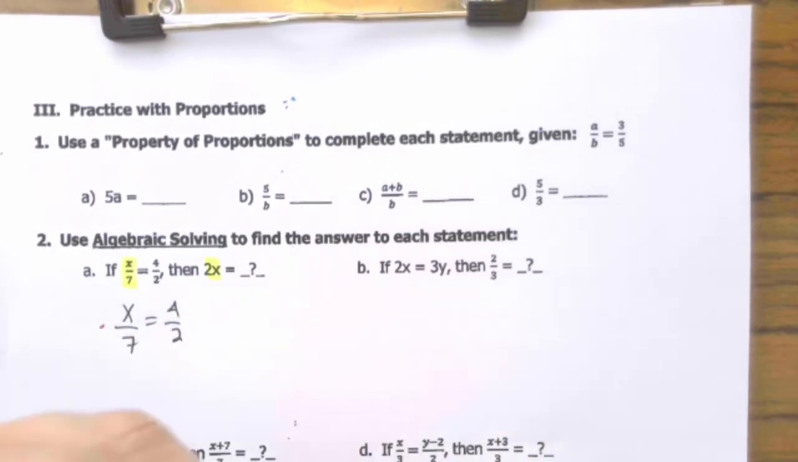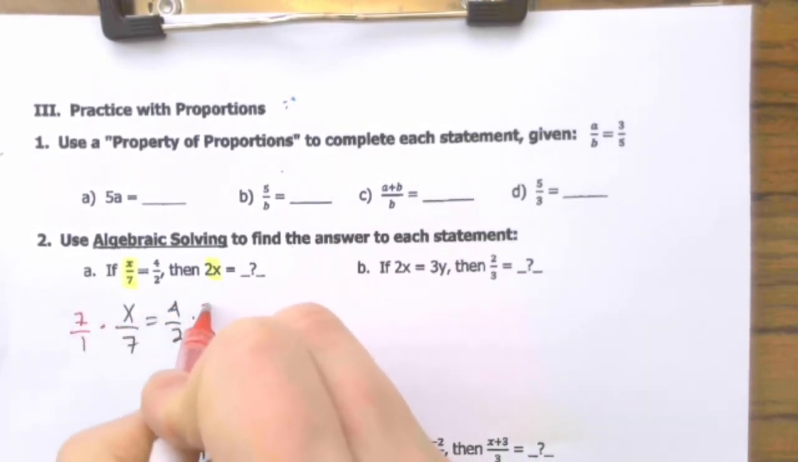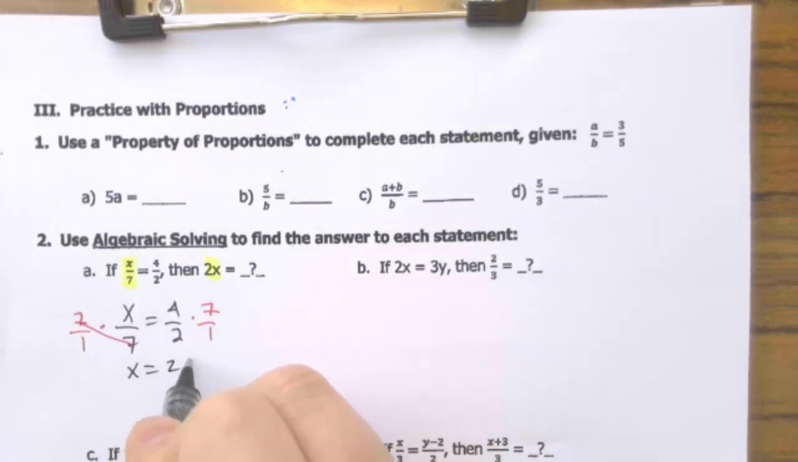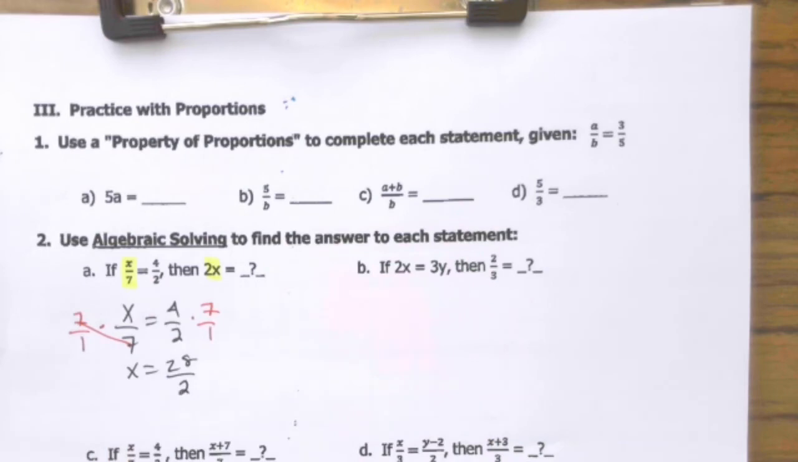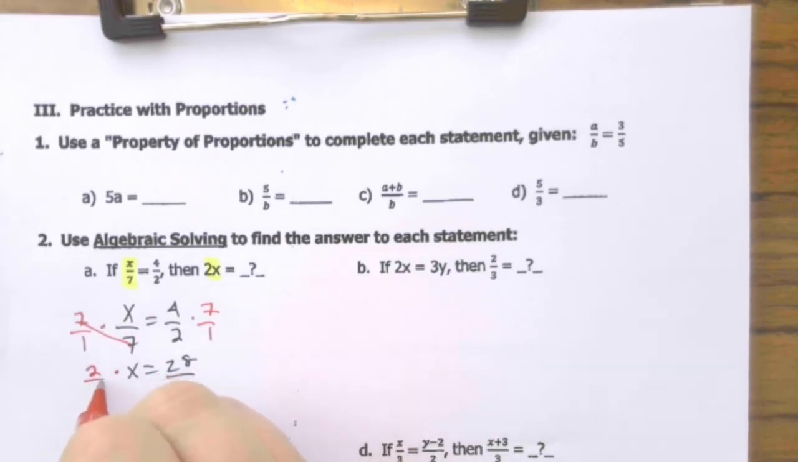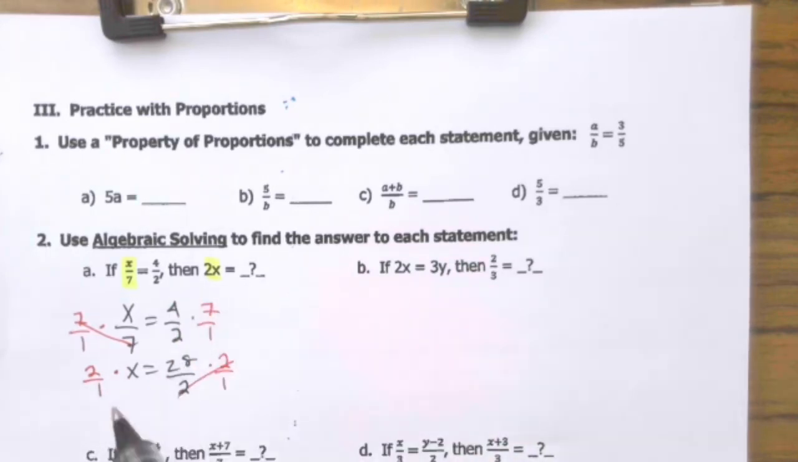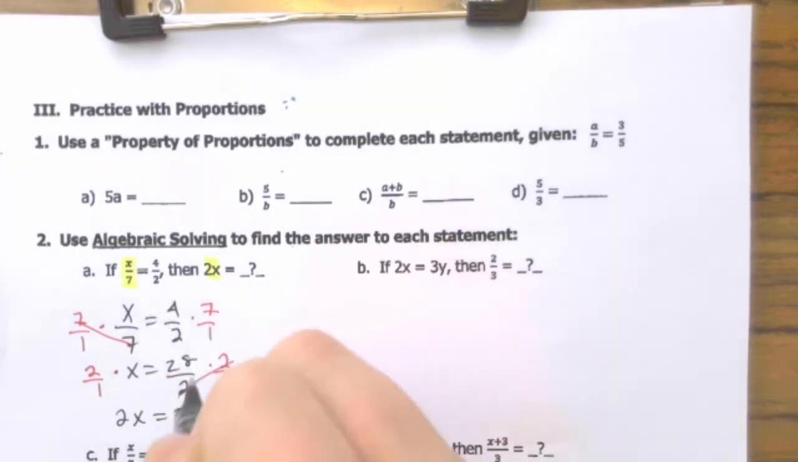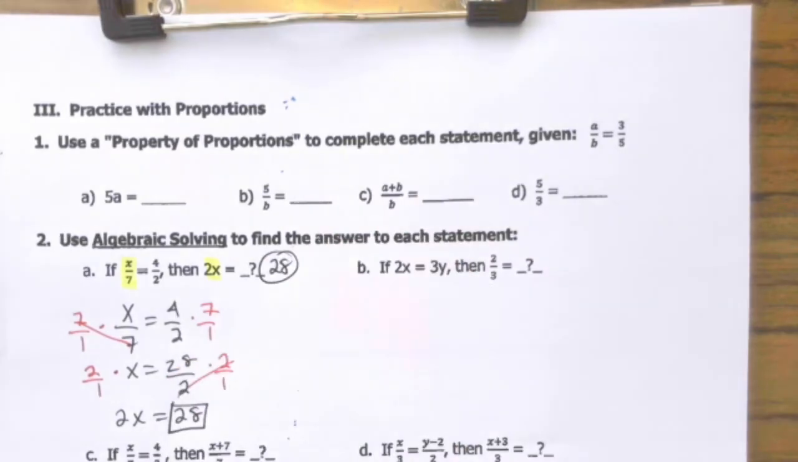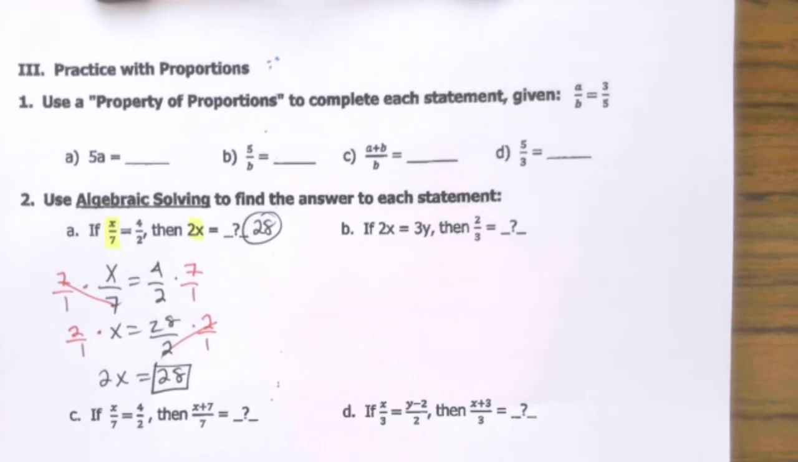So we need to move the 7, so multiply both sides by 7 over 1. That gives you x equals 28 over 2. And then we need to move the 2 over because we need a 2x. So multiply by 2 over 1 on both sides. You get 2x equals 28, and that would be your answer. So basically you multiply in what you need, multiply out what you don't need.